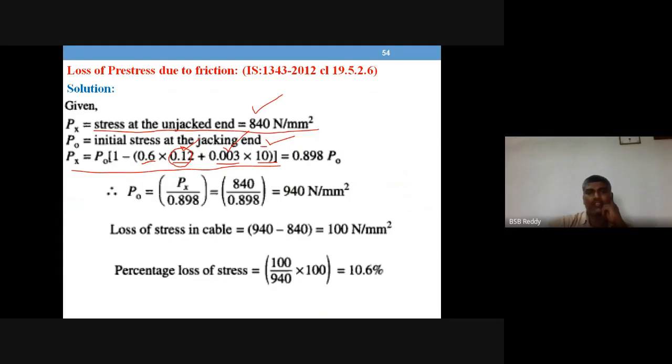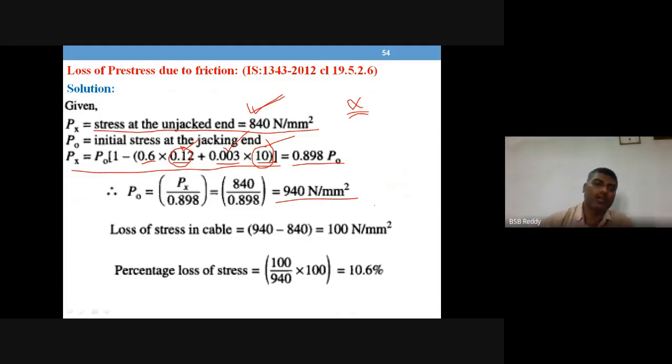So substitute x in meters, the span of the beam. X is total span because you found alpha for the entire span of the beam. So you will get 0.898 P naught. So P naught value is Px by 0.898. Px is 840 Newton per mm square divided by 0.898. That gives you 940 Newton per mm square.